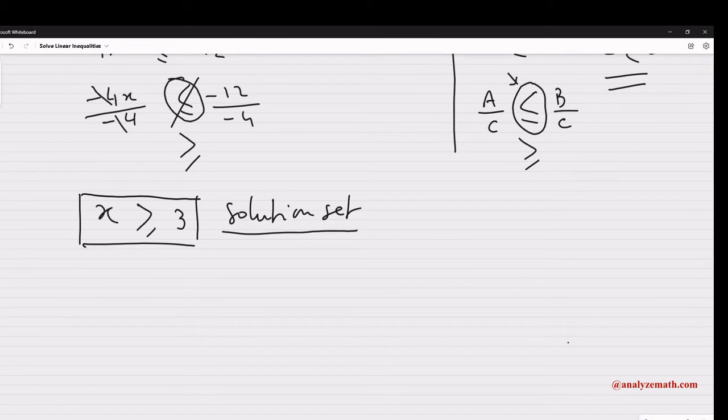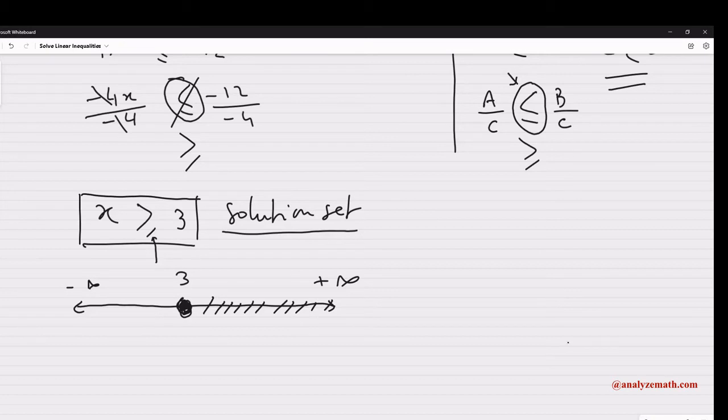Let's do the graphical form. Number line extending from minus infinity to plus infinity. I go and put the 3 here. Now this time I am closing the circle. Why? There is an equal here, and the 3 is a solution. 3 is included. And then what? The other numbers that are greater than 3 as well.